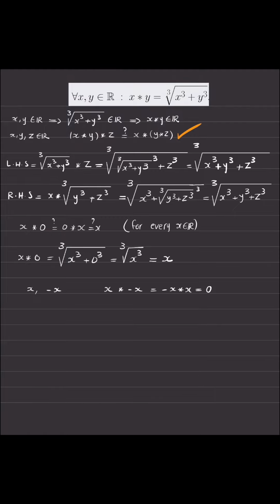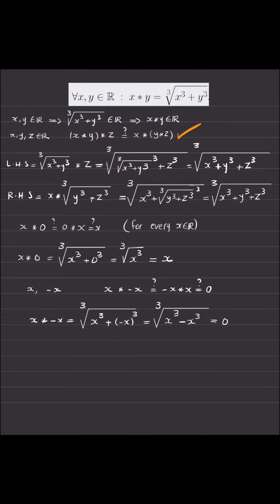So I have to convince myself that this is indeed the case, but that's also very simple because x star minus x, according to the definition, becomes the cubic root of the first one cubed plus the second one cubed, but the second one is minus x. And then because 3 is odd, it becomes x cubed minus x cubed, and this becomes 0. Similarly, I can prove that this one is also true. So this means the inverse of every real number with respect to this binary operation is minus x.